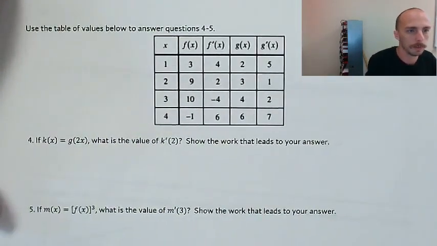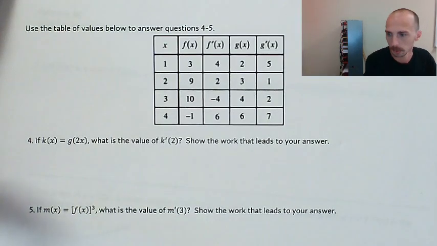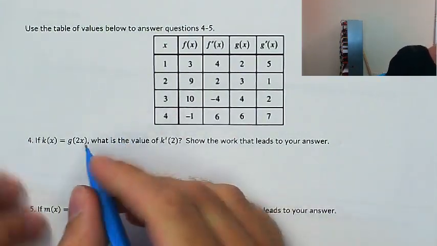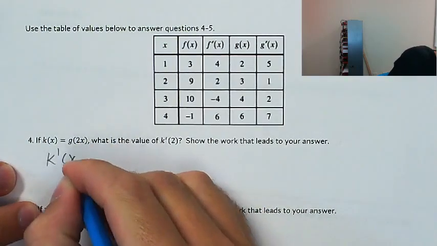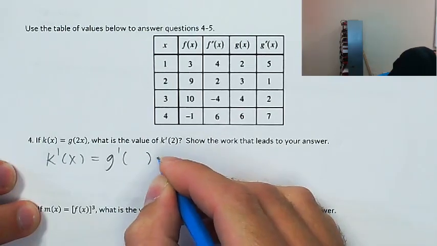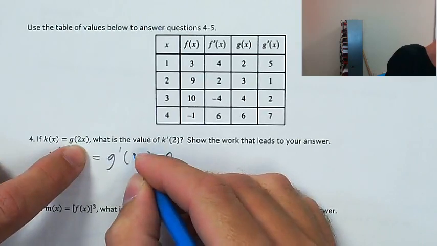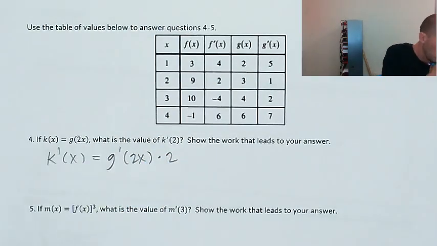Okay, if k of x equals g of 2x, what's the value of k prime of 2? Okay, we can do that. I'm going to say that k prime of x, we will take the derivative of the outside while leaving the inside the same, and then multiply by the derivative of the inside for the chain rule. So times 2, leave the inside the same. Okay.